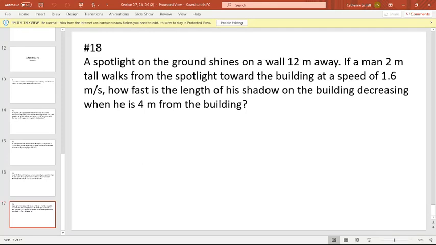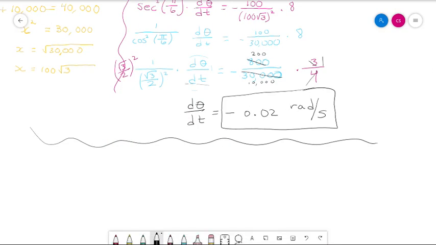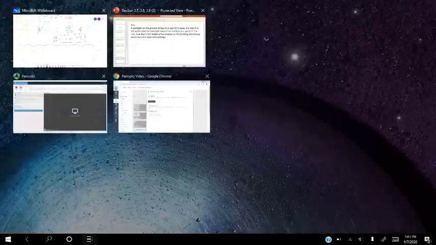We have that a spotlight on the ground shines on a wall 12 meters away. If a man 2 meters tall walks from the spotlight towards the building at a speed of 1.6 meters per second, how fast is the length of his shadow on the building decreasing when he is 4 meters from the building? Okay, so lots of rates here, right? We have his speed, 1.6 meters per second, and then how fast is the shadow decreasing? That's another rate. So we are doing related rates again. All right, and what number is this? 18.